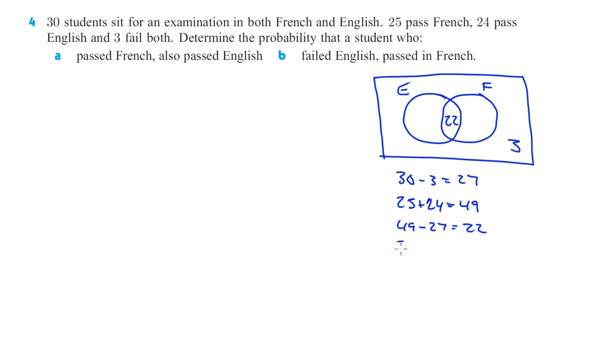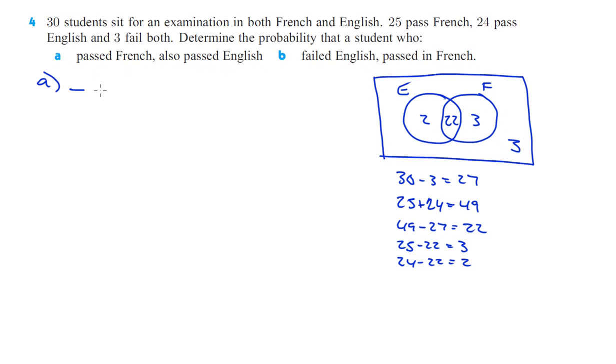If 25 pass French, 25 minus 22 gives us that there's 3 that only passed French. And then 24 pass English, so that's going to be 24 minus 22. That gives us that there's only 2 that passed English and not French. So A, determine the probability that a student who passed French also passed English. Again, if they passed French, then we're only looking at the people that passed French.